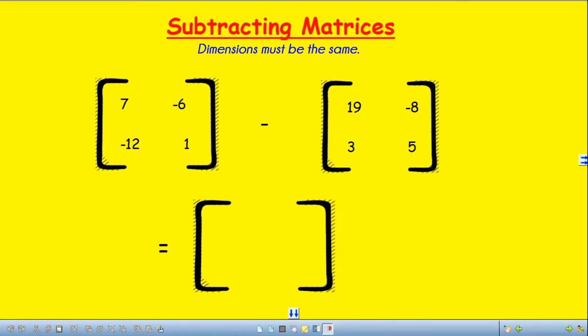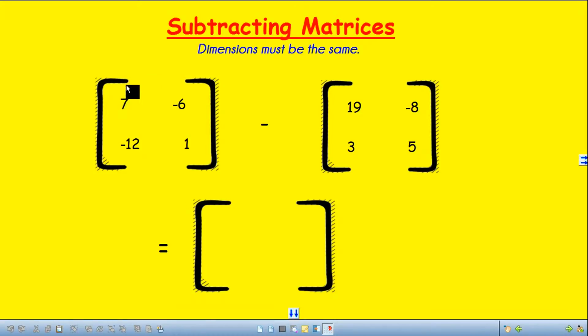Today's lesson is on subtracting matrices. Whenever you are subtracting matrices, you first have to make sure that the dimensions are the same. So in this case, we're looking at the rows and the columns.